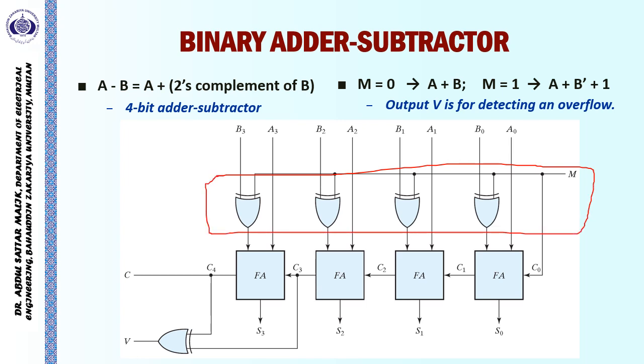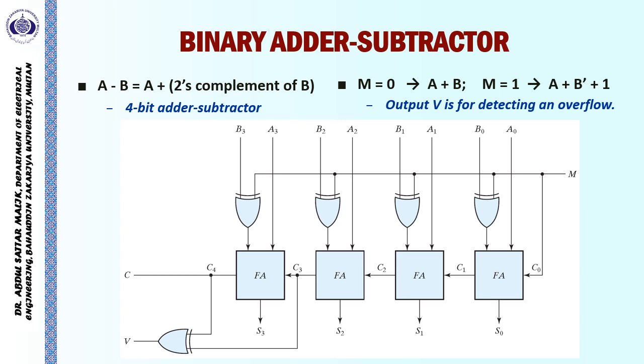In this part, we can see that we are using some exclusive OR gates. These exclusive OR gates take one input from a control signal M, and the other input of each exclusive OR gate comes from the second number B, which is required to be either added to or subtracted from the first number. Now this control signal M can have two possible values, either M is equal to 0 or M is equal to 1.